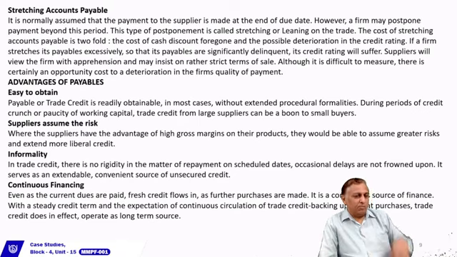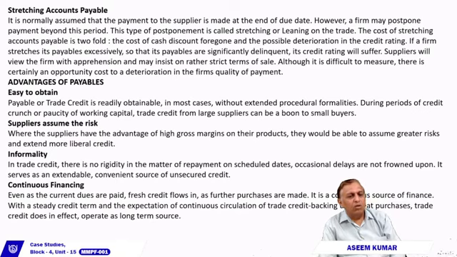Suppliers assume the risk because they are the large suppliers, the larger firms. So the suppliers have the advantage of high gross margins on their product. They would be able to assume the greater risk and extend more liberal credit.